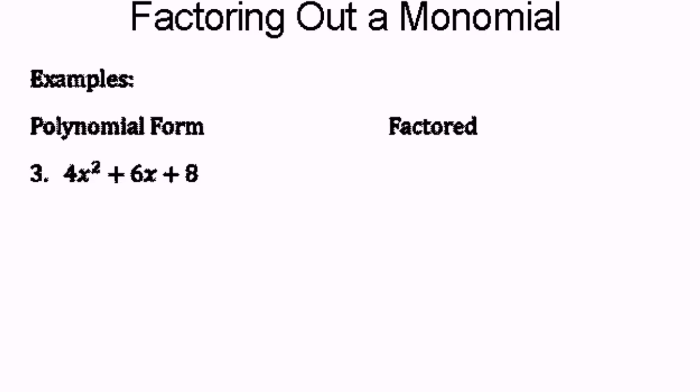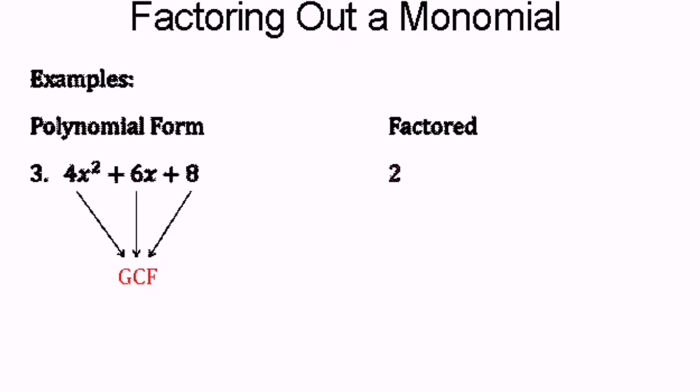Third example, 4x squared plus 6x plus 8. We have three terms and that is a trinomial. So we need to get the common factor of each term. Make sure each term. So we have three terms, 4, 6, and 8. The GCF is 2.